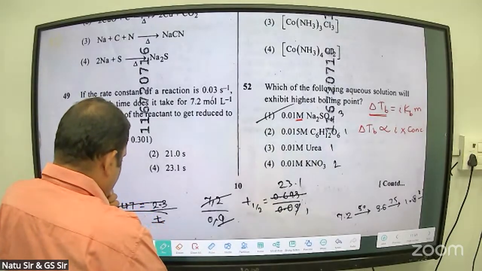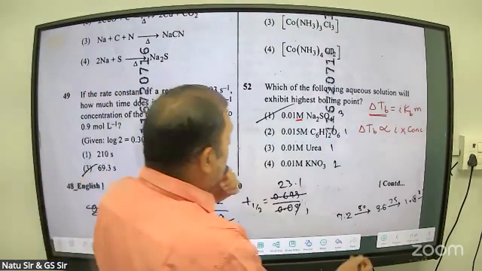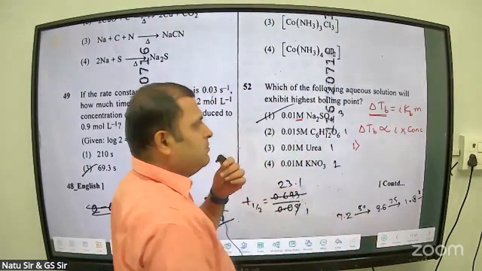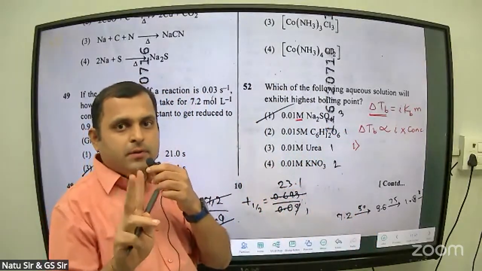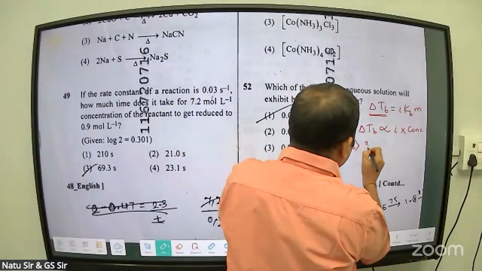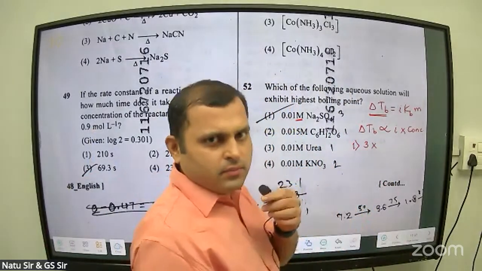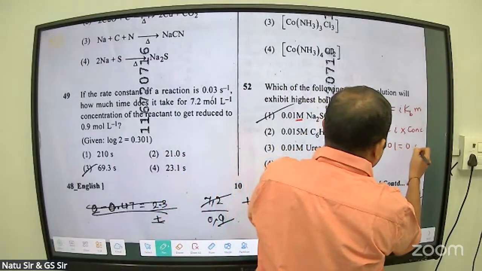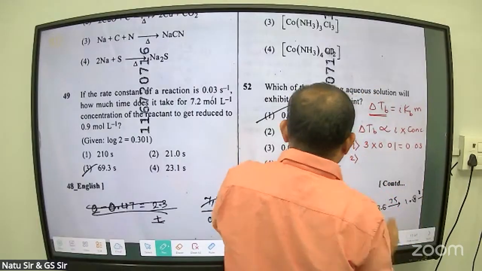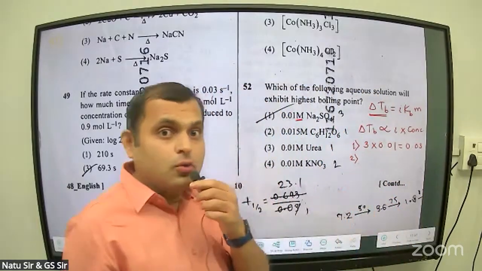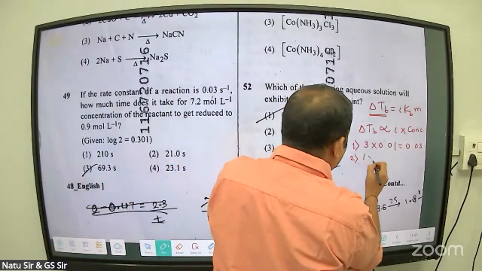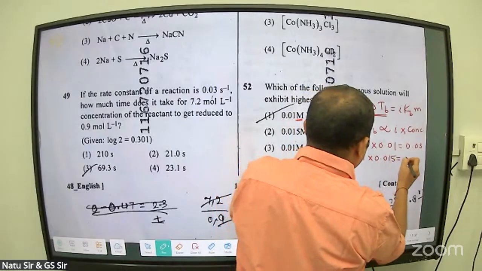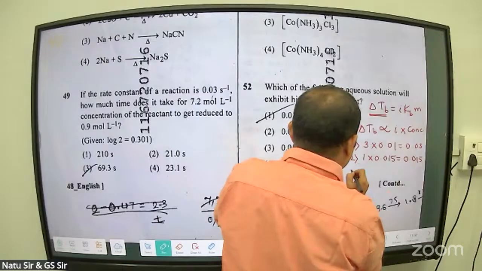Here we have to take concentration in terms of molarity, right? Now for the first, how much will it be? i will be 3 because Na2SO4 gives 2 Na+ ions and 1 sulfate ion, considering it to be a strong electrolyte, which it actually is, into 0.01. This comes out as 0.03. In the second case, it is a non-electrolyte, glucose. For a non-electrolyte, i is equal to 1, so 0.015.